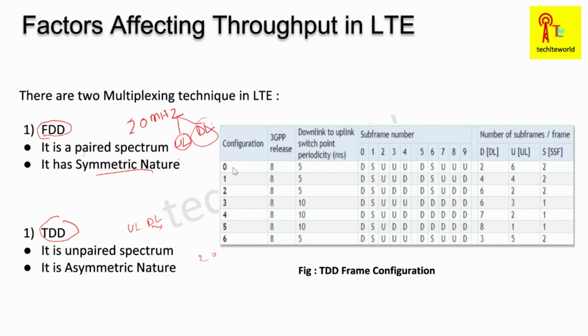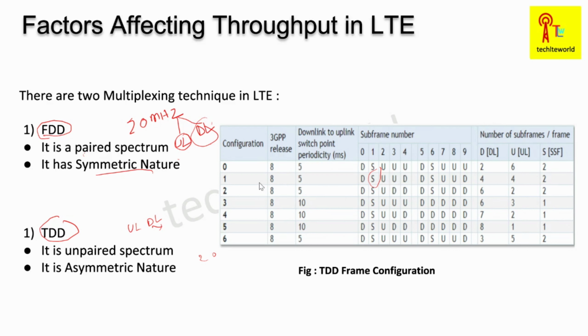Also, if you see this table, you can see that this is the TDD frame configuration. There are different TDD frame configurations, and each frame configuration has a different configuration of downlink and uplink. It also has a special subframe. If you have seen our LTE frame structure video, we have discussed this in detail there. If you haven't watched it, you can watch it and understand this concept.